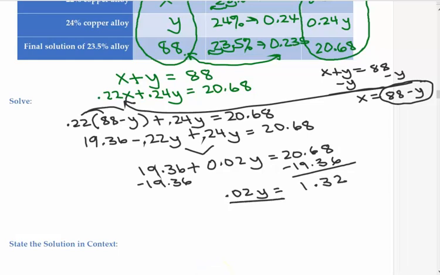1.32. And then I need to divide both sides by 0.02. All right, remember when I'm dividing by a really small number, it makes my answer a lot bigger. Right? And so when I do that, I get 66. Okay, but 66 what? What did I find? What is that 66?